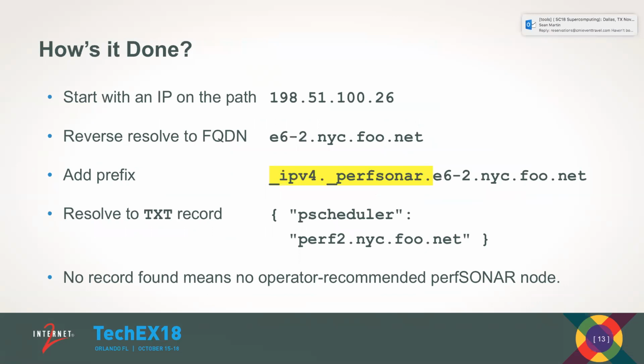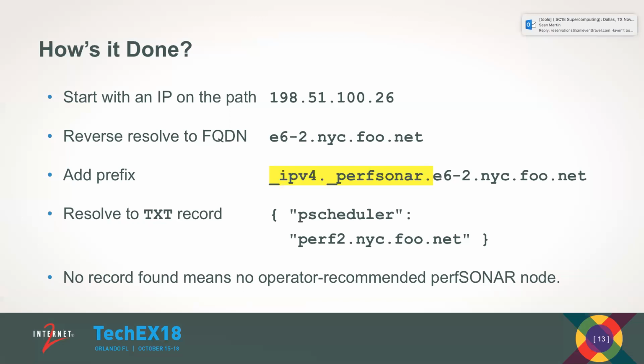So the way this scheme works, and I should point out here that there is no magic in this. This is something that people are going to have to adopt. But you start with an IP along your path, and here's the same IP that we looked at a few seconds ago, and you reverse resolve that to its fully qualified domain name. So in this case, you get the fictitious e6-2.nyc.foo.net. Now, if you don't get to this point, nobody has set up to publish a recommended perfSONAR node for this, and you can stop right there.